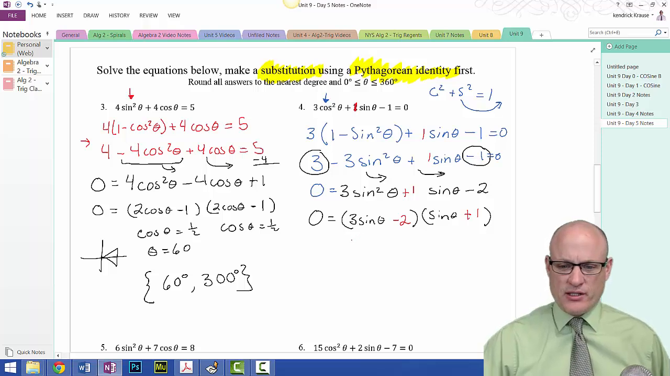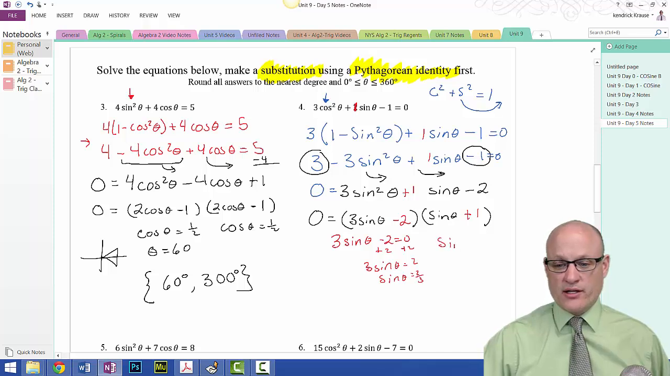All right, let me show you, because I think some of you are sitting there going, where's he getting those things? Let me go 3 sine theta minus 2 equals 0. I add the 2 and bring it over, and I get 3 sine theta equals 2, and then divide by 3, and I get sine theta equals 2/3. And then this one, I'm not going to do it. It's just sine theta equals negative 1.